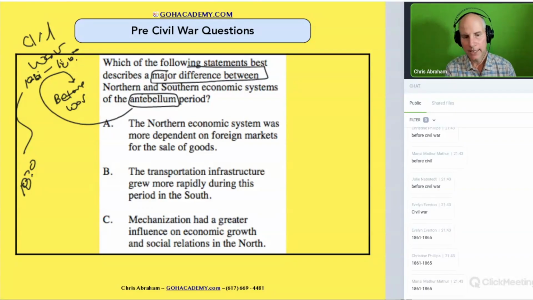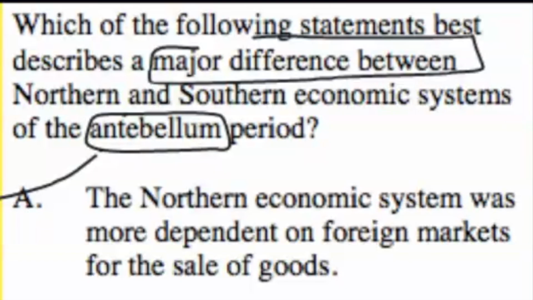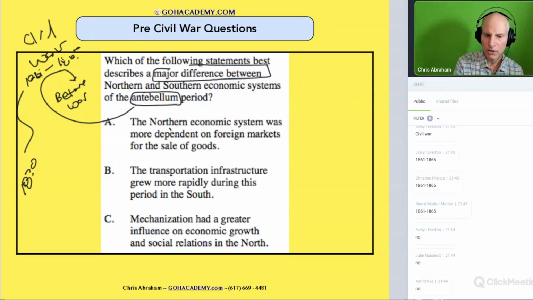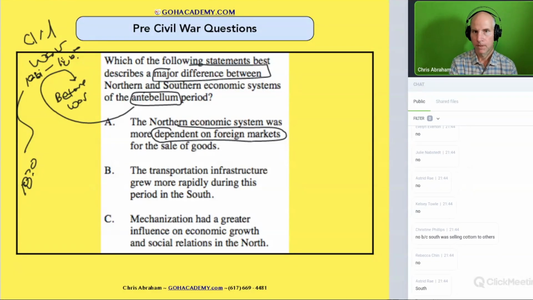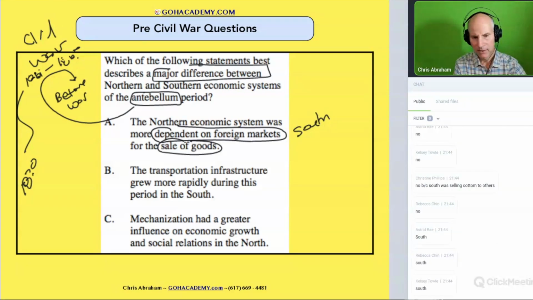Okay, so let's do A. The northern economic system was more dependent on foreign markets for the sale of goods. Is that correct? Who was dependent on foreign markets? Who had to sell their product overseas? The South. And what were they selling? What were the goods that they were selling overseas?